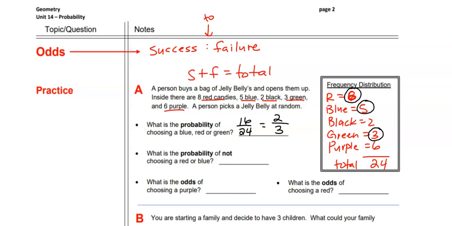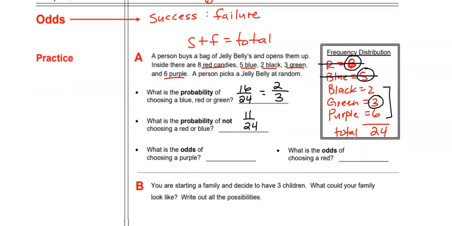Okay. And then it says, what is the probability of not choosing red or blue? So we want not red and not blue. So we would just be looking at those 3. So it looks like there's 5, and 6 is 11 out of 24. And 11 is a prime number, so there's not really anything we can do with that one. We'll just leave it as 11 over 24. Okay, now we're getting to some odds questions. So it says, what are the odds of choosing purple?